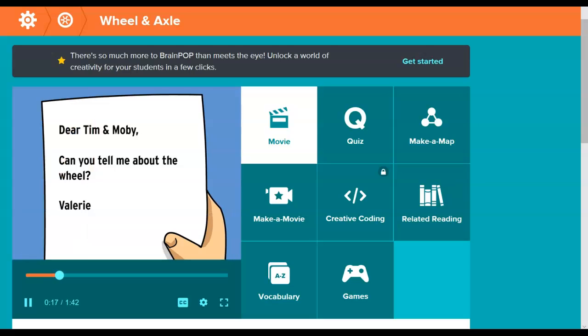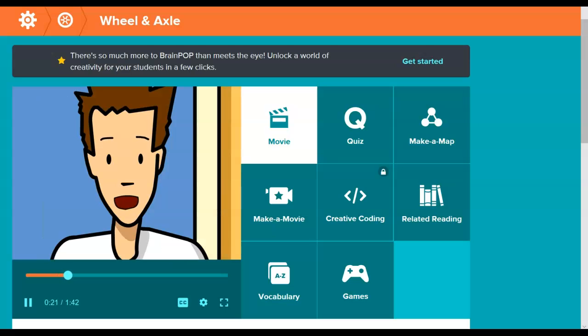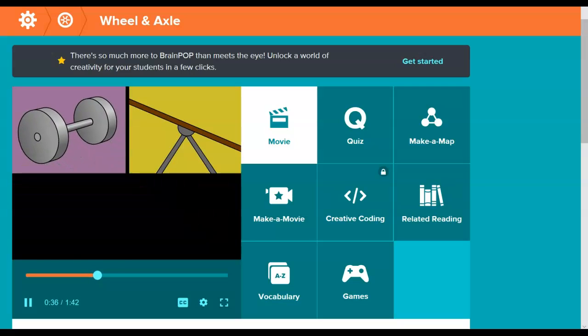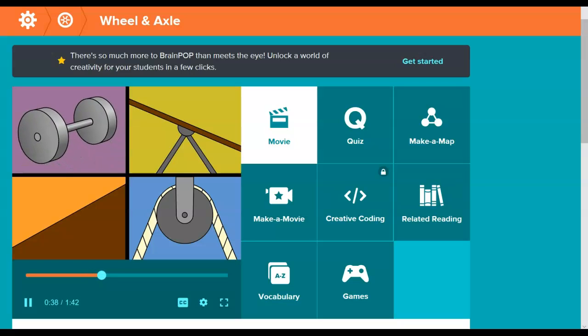Dear Tim and Moby, can you tell me about the wheel? From Valerie. The wheel is another device that falls under the category of simple machine. But we can't really talk about wheels without also talking about axles. For a wheel to do any good, it has to rotate on a rod called an axle. Like I said, the wheel and axle is a simple machine, like the lever, inclined plane, and pulley.